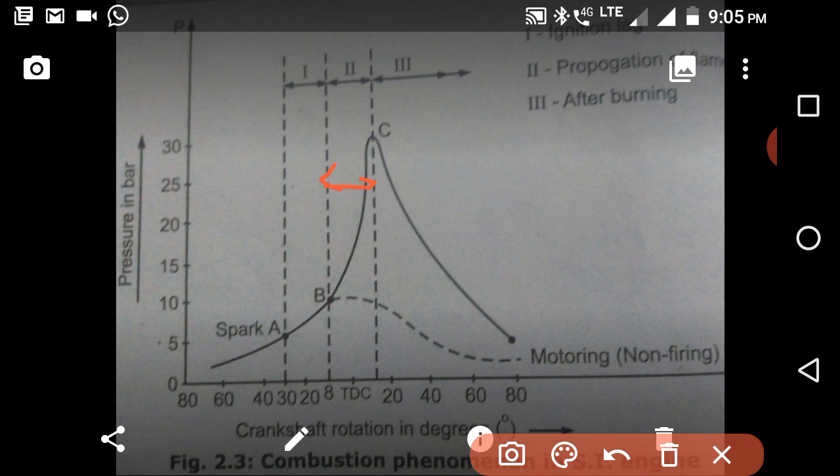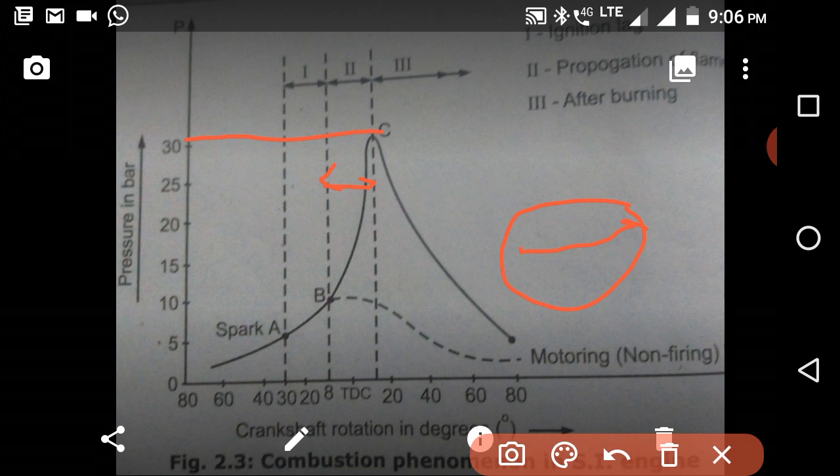So where is it starting? It is starting at point B, and after that the flame is propagated throughout the combustion chamber, and reaches from one point to the farthest point of the combustion chamber, and due to that heat release will occur, and in this phase we will achieve the peak pressure. You can see that this is nearly 30 bar. We are achieving nearly 30 bar, and later on the third stage is the after burning.